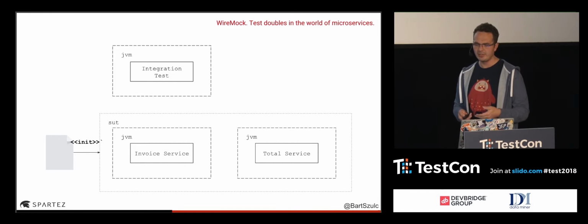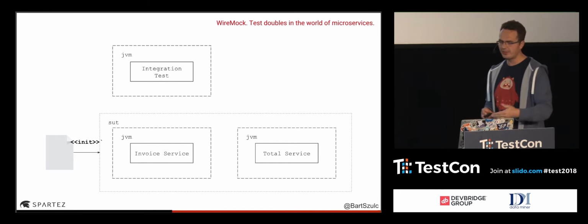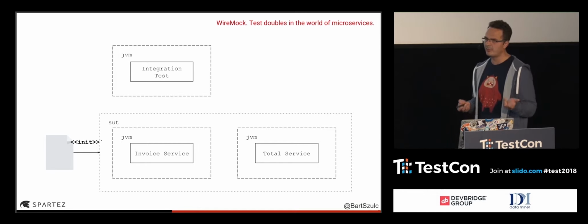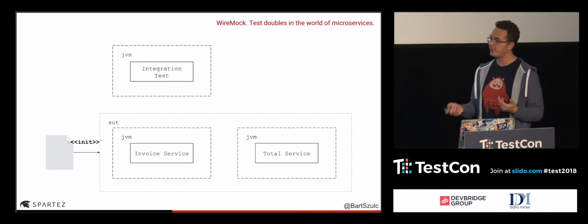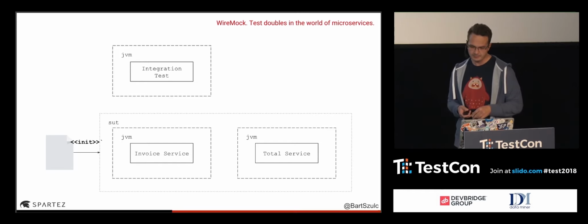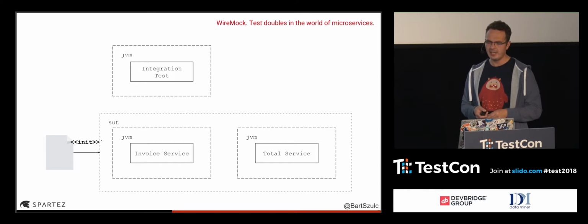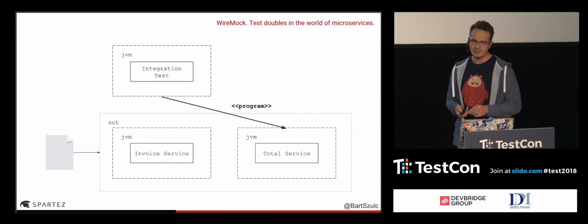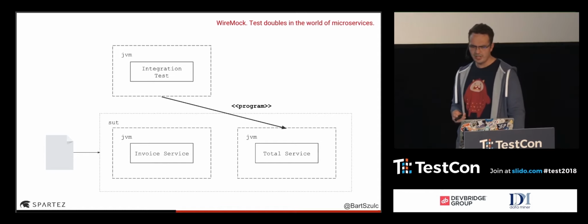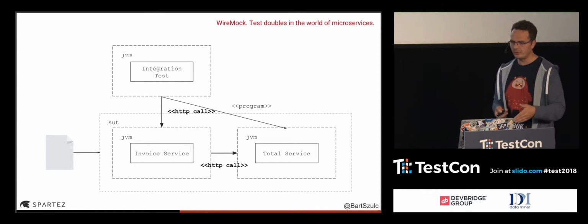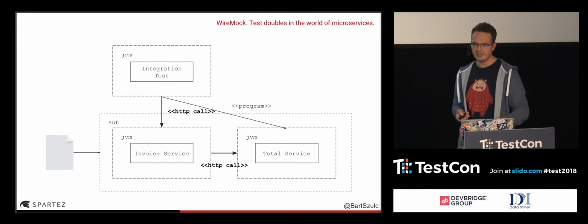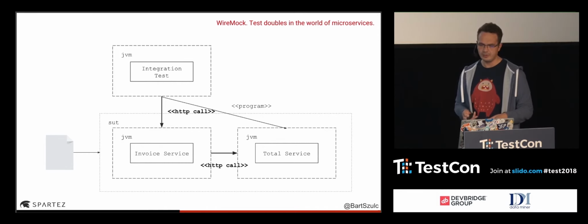Probably you need to configure it so that the invoice service doesn't talk to some kind of staging microservices like staging total service or staging discount service, but instead invoice microservice talks to some services on localhost. Then you need to program the total service, which is replaced by Wiremock, and then you can talk to the invoice service from your tests as you would normally do.